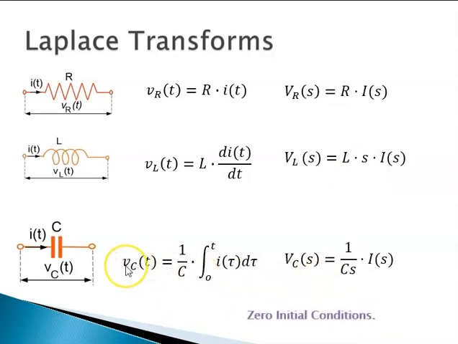Again, Vc is the time domain variable, capital V sub C(s) is the Laplace domain, because integration in some sense is equivalent to 1 over s, again with 0 initial conditions. So whenever you see a resistance R in the equations, its contribution is R. When you see an inductance L, its contribution is L times s. When you see a capacitance, its contribution is 1 over Cs.